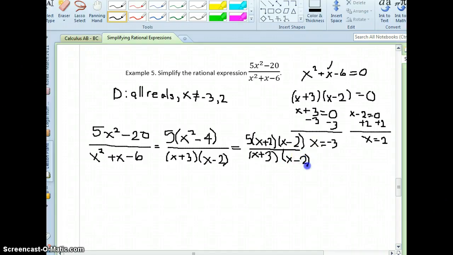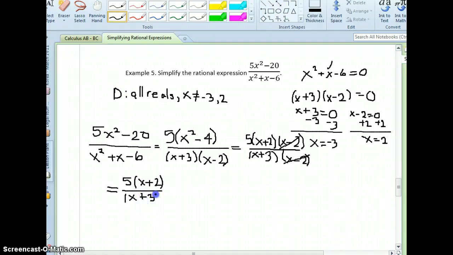Okay, now let's look to see what we get to cancel. It looks like the only common factor between the numerator and the denominator is x minus 2. So let's cancel that out. And then what remains, I'll just write it down here so I have more room, is 5 times x plus 2 over x plus 3.